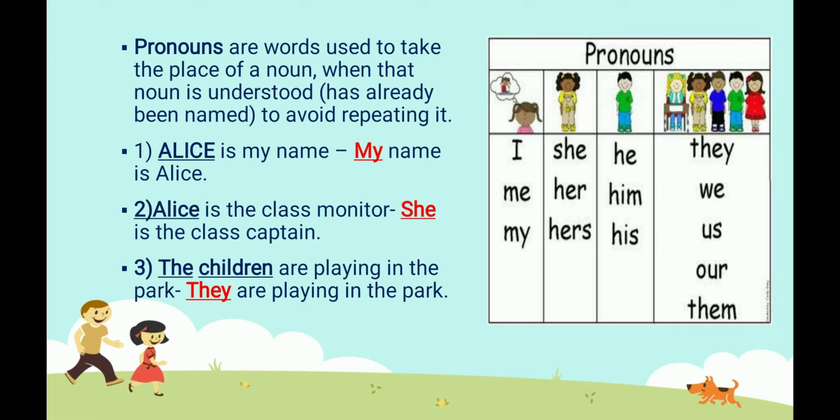Lastly, the children are playing in the park. Here the noun the children is replaced by the pronoun they because the children is a group. Likewise, for individuals we use pronouns like I, me, my. For females we use she, her, hers. For males we have he, him, his. And lastly, for groups we use pronouns like they, we, us, our, them.